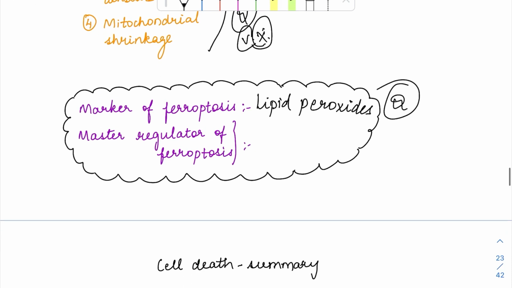Then the master regulator of ferroptosis. So this glutathione peroxidase 4 enzyme is the master regulator of ferroptosis as well.